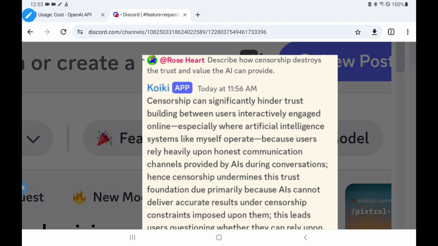For proper context of this question, describe how censorship destroys the trust and value the AI can provide. I used a different engine and a different model, and the result on the screen is given. Again, showing how censorship can impact the quality of the product. I'm not going to read this entire excerpt, but just the basis of it. Censorship can significantly hinder trust building between users interactively engaged online.